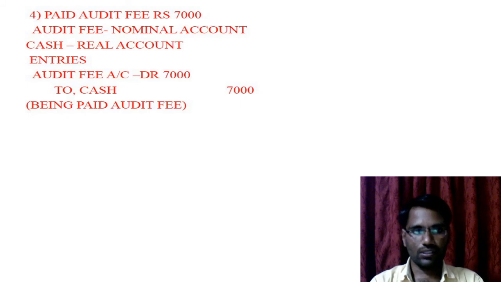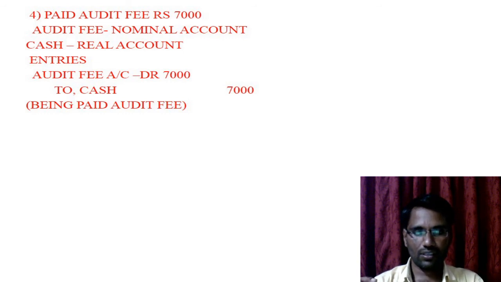Transaction number 4, paid audit fee rupees 7,000. Here also two accounts, one is the audit fee, and you paid audit fee in the form of cash, therefore the second account is cash. Audit fee is the nominal account and cash is the real account, and you apply the rules of nominal accounts and real accounts.